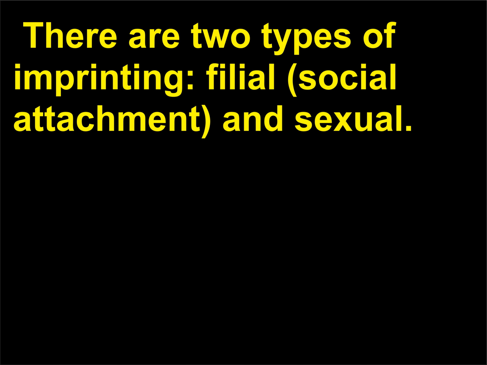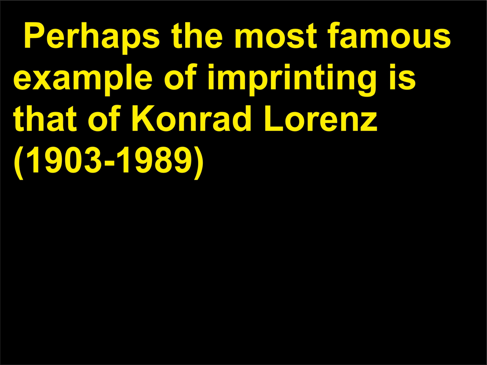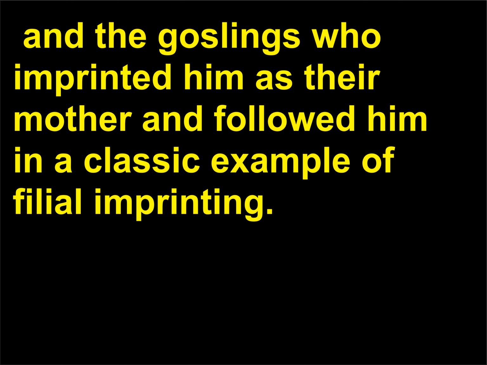There are two types of imprinting: filial, social attachment, and sexual. Perhaps the most famous example of imprinting is that of Konrad Lorenz, 1903 to 1989, and the goslings who imprinted on him as their mother and followed him, a classic example of filial imprinting.